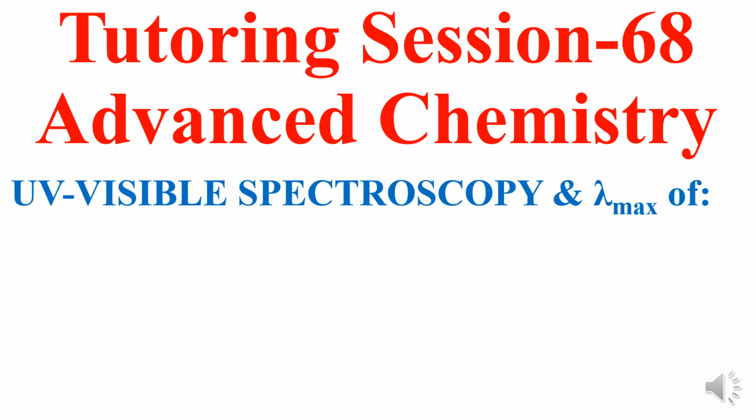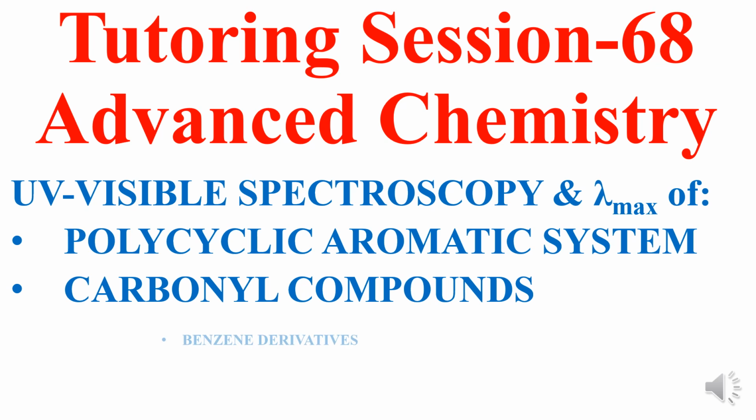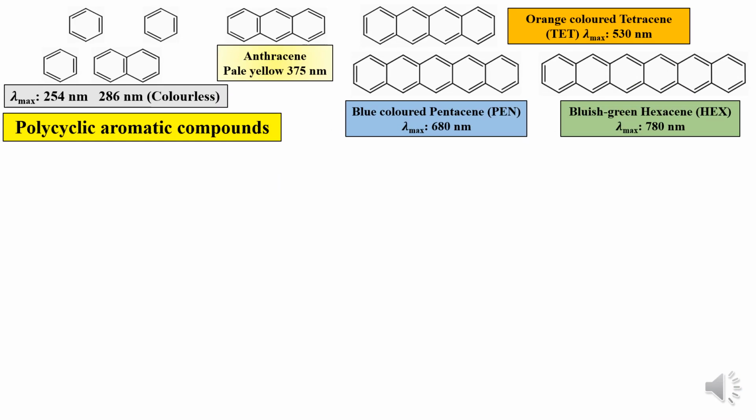In this video, I'll explain the UV visible spectroscopy and lambda max of polycyclic aromatic systems, carbonyl compounds, benzene derivatives, and other conjugated systems. Polycyclic aromatic compounds are made up of two or more benzene rings that are fused together at ortho positions. And this results in formation of polycyclic aromatic compounds.